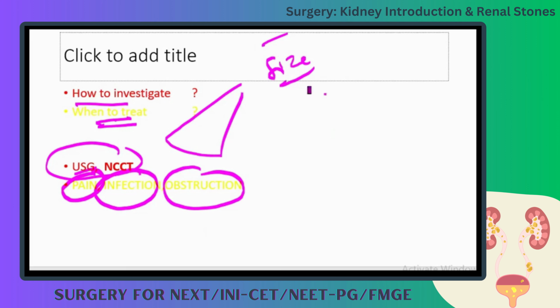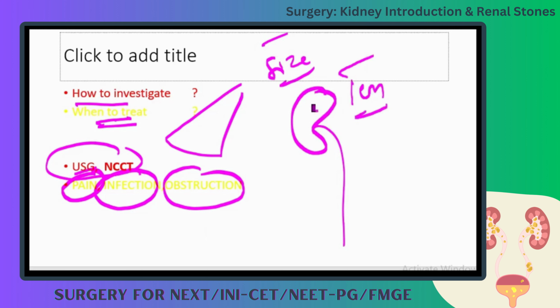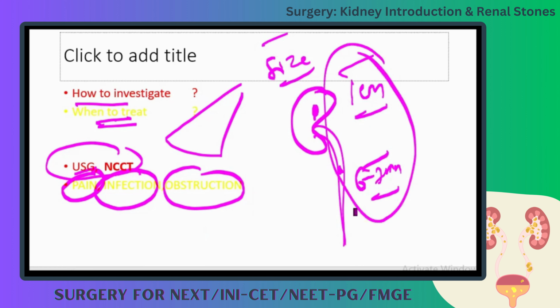So size. In the kidney, it is 1 centimeter. In the ureter, it is 6 to 7 mm. Less than that, we can try medical expulsive therapy, medical management. If it is more than 1 centimeter in the kidney or more than 7 mm in the ureter, then we have to go for surgery. Or if there is pain, infection, or obstruction, we have to go for surgery. Clear?